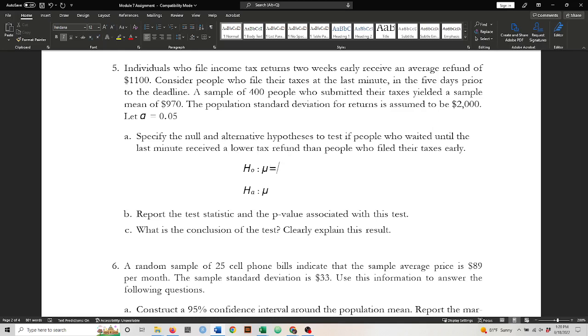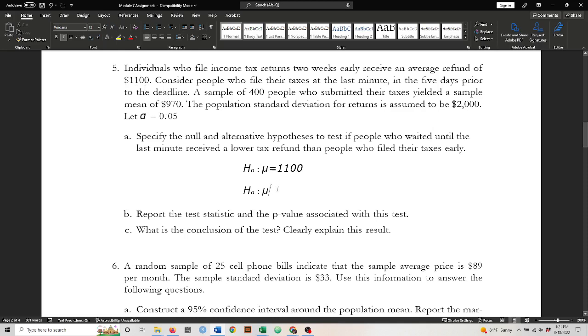All right, the null hypothesis we're always going to keep the same, so there's just going to be equal to some hypothesized value. In this case, we're comparing it against that $1,100. Sometimes that can be tricky for students to figure out what is this hypothesized value that we're working with. It's not the sample mean, right? It's this value that we're trying to compare against. We're checking to see if, in reality, are they actually getting less of a refund?